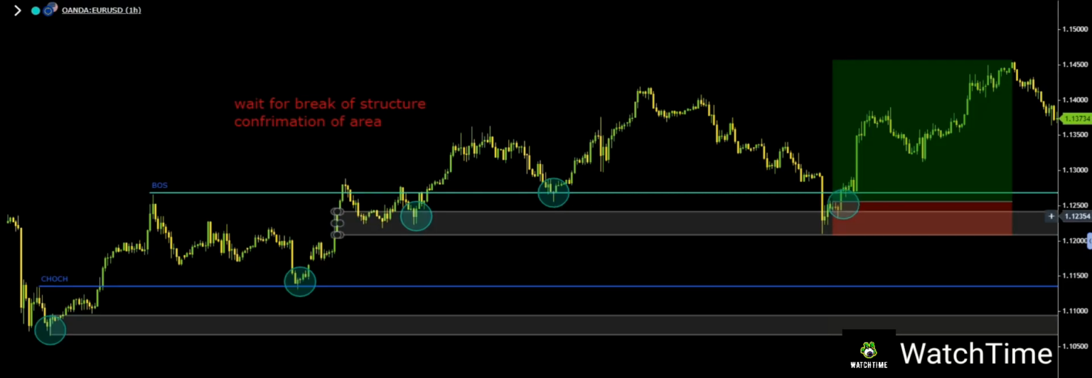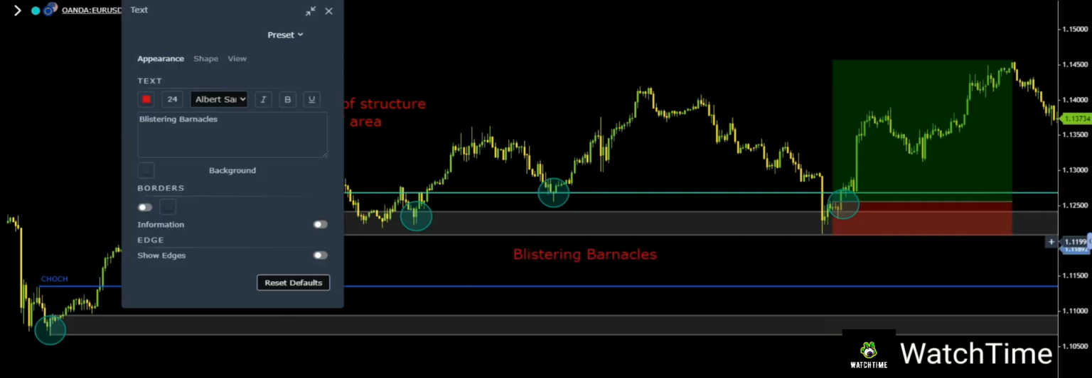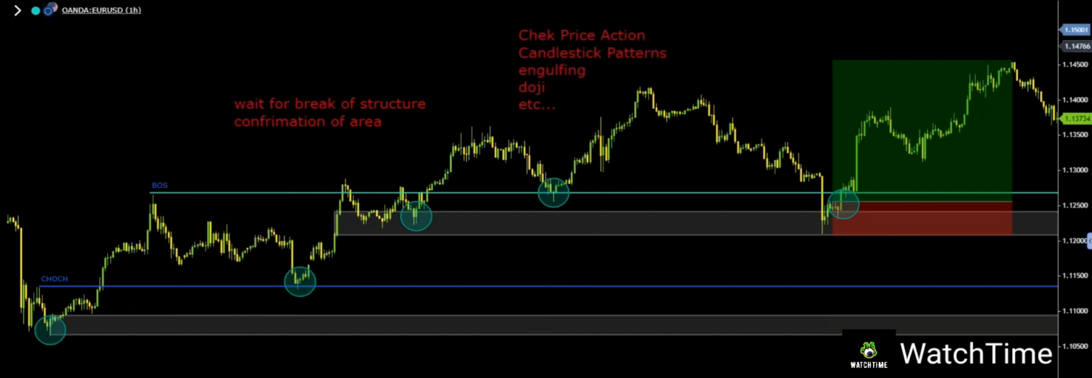Next steps. Now that you've mastered the concept of structure, we're going to move on to the next crucial part of the process: waiting for confirmation before you enter your trades. We'll cover how to spot the perfect setups with break of structure, BOS, and change of character, CHoCH, in the next section. Step 4. Waiting for the break of structure, BOS, or CHoCH.